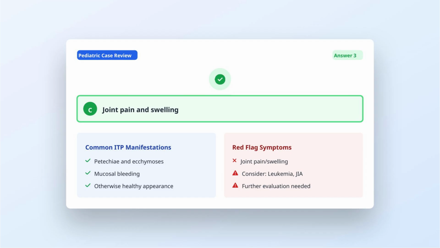Joint pain and swelling are not typical features of idiopathic thrombocytopenic purpura and should prompt consideration of alternative diagnoses like leukemia or juvenile idiopathic arthritis. Classic ITP presents with petechiae, ecchymosis, and sometimes mucosal bleeding like epistaxis or gingival bleeding. Most children with ITP appear otherwise healthy and active, with bleeding manifestations being their only abnormality.